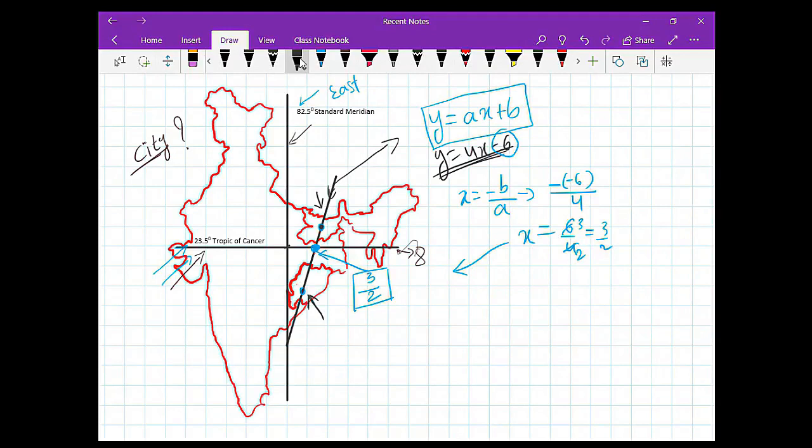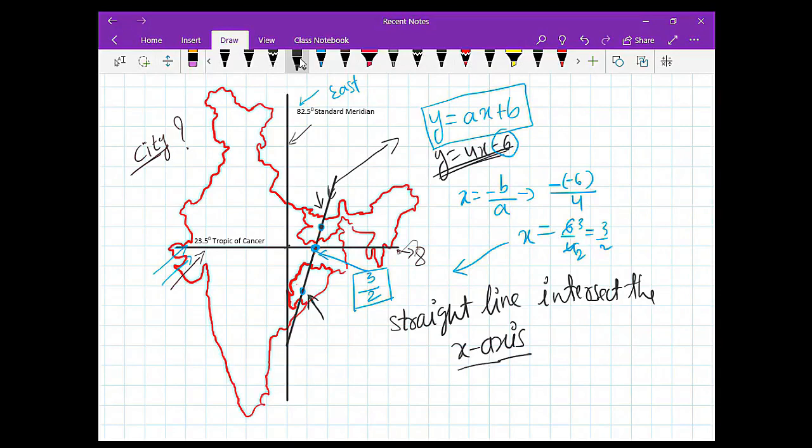Yes, this is the zero of the polynomial, meaning where the straight line intersects the x-axis. A linear equation or straight line intersects the x-axis. That point we call the zero of the polynomial. This is the actual meaning of the zero of the polynomial.